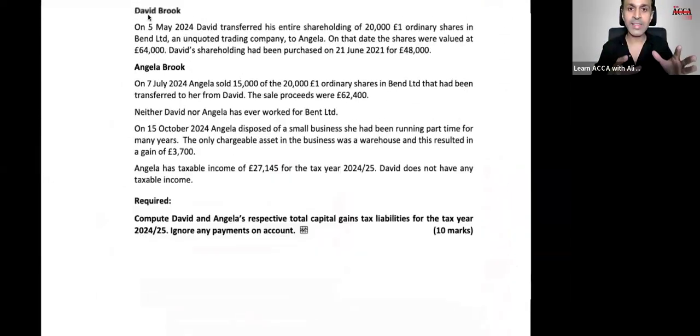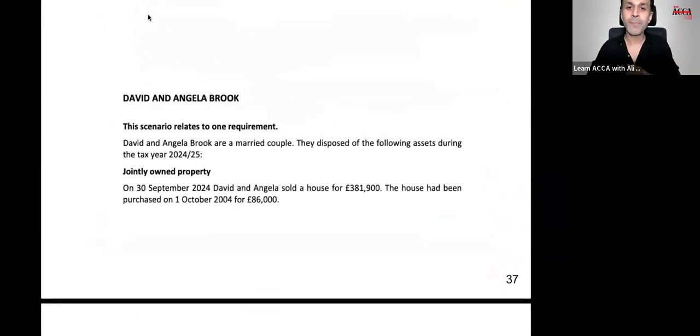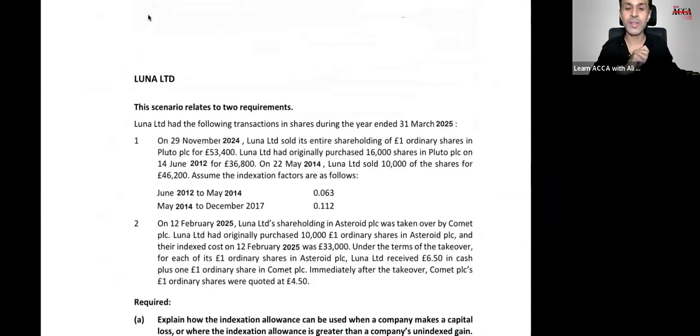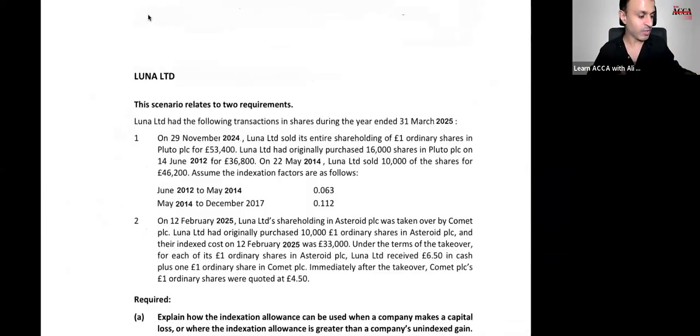So like I said to you, these questions are being picked with the aim of touching everything. Then, not to forget, we have to look into the capital gains side of companies. The indexation allowance calculation will come into play in these questions. Share pool, indexed cost and all. Two questions from the company side we will work: one is Luna Limited, the other is Hawk Limited. This one is a Section C type question, and this one is a Section B type question.